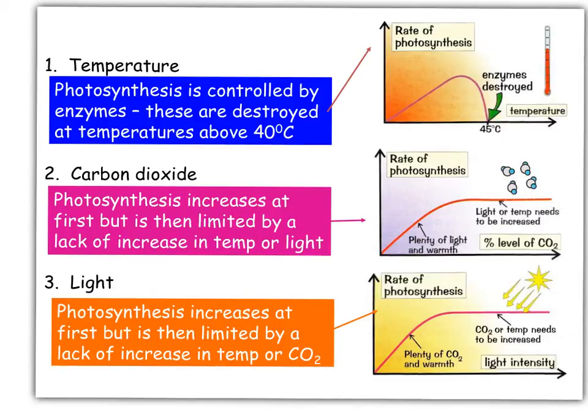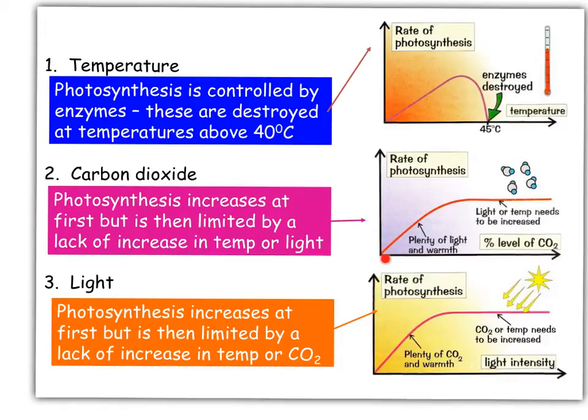If we look at the graphs in turn, we've got this one, which is to do with temperature. As you increase temperature, the rate of photosynthesis increases until it gets to a point where the enzymes that catalyse the reaction are destroyed. Therefore, the rate of reaction falls. Remember, we've also got carbon dioxide that's a limiting factor in photosynthesis.